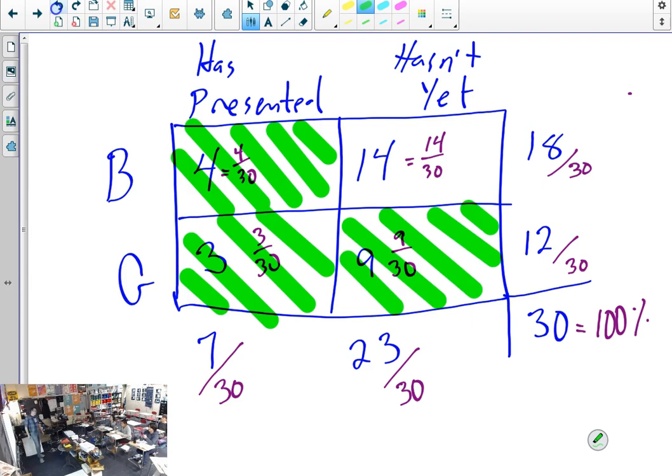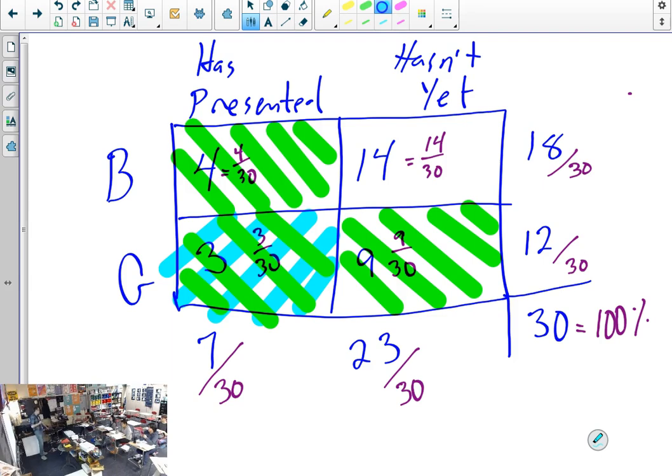So why did Ava say I have to do a subtraction? Overlapping. Because if I just straight take the probability of being a girl, 12/30ths, and add it with the probability of having presented, 7/30ths, we get 19/30ths, which has counted this region twice. And we don't want to, because that region does not get counted twice. So we could take the 4/30ths, 3/30ths, and 9/30ths, and then what would we get? 16/30ths.